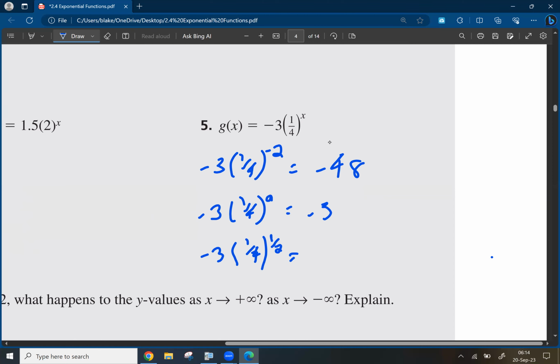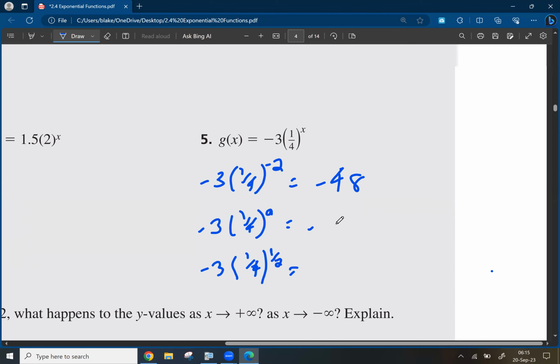One sec. Sometimes I try to use the eraser and it's a little laggy. Give it 1 minute. Okay.